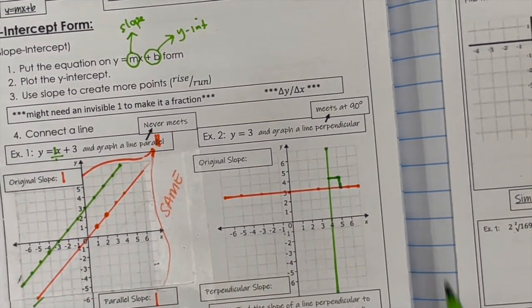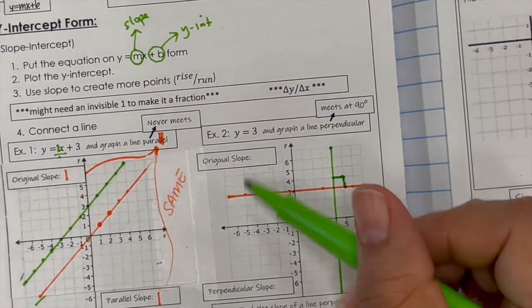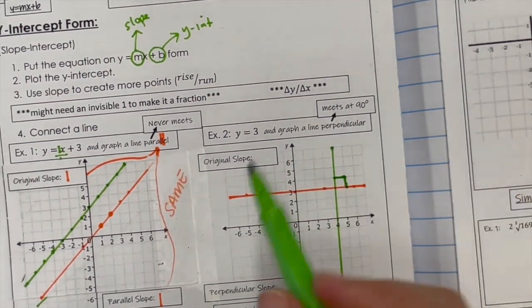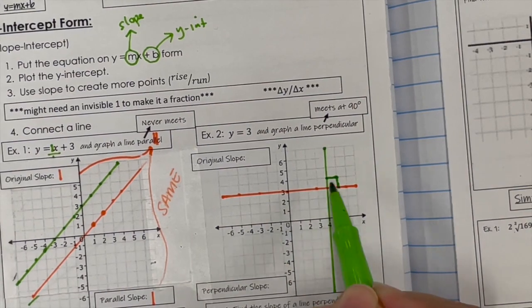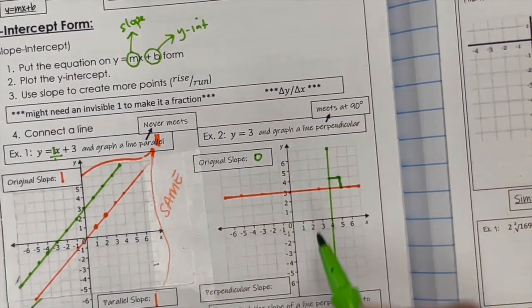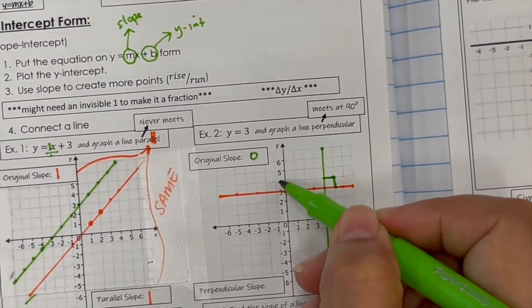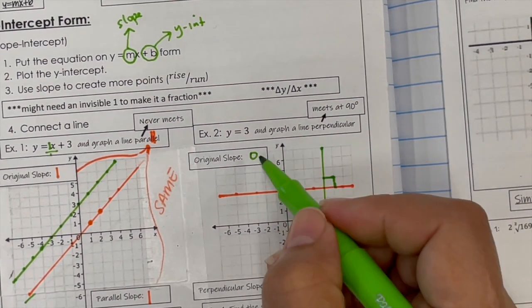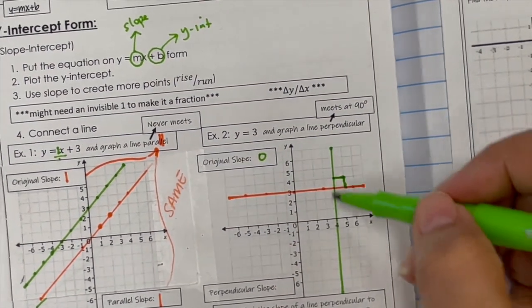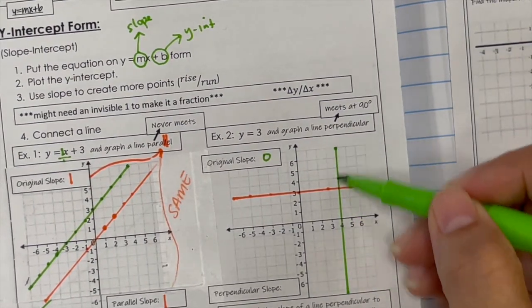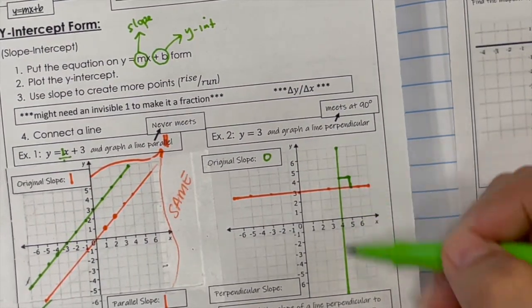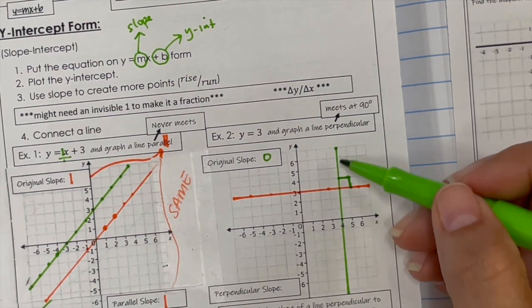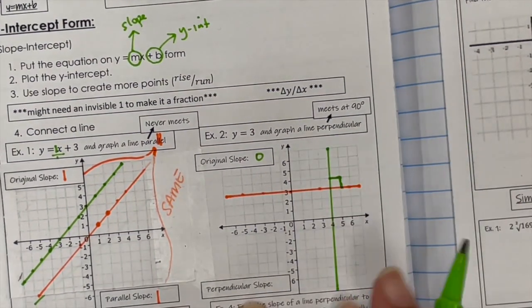Okay, so now that you know that, what is my original slope? We talked about that before. If it's horizontal, right, it's 0. And why is it 0? Because I don't rise at all, and then I run, right? So 0 divided by anything is 0. All right, what about this? Perpendicular, right, is undefined. So this perpendicular slope is undefined.